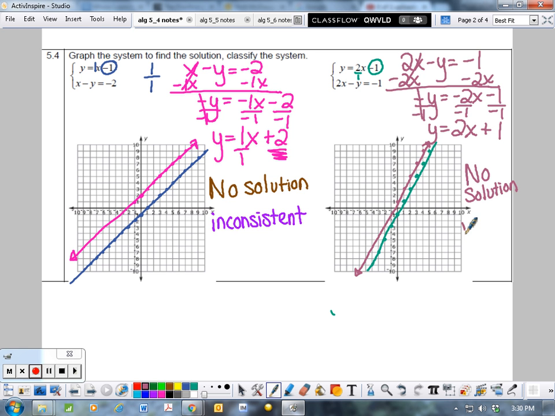And they are inconsistent. It is an inconsistent system. And that's it.